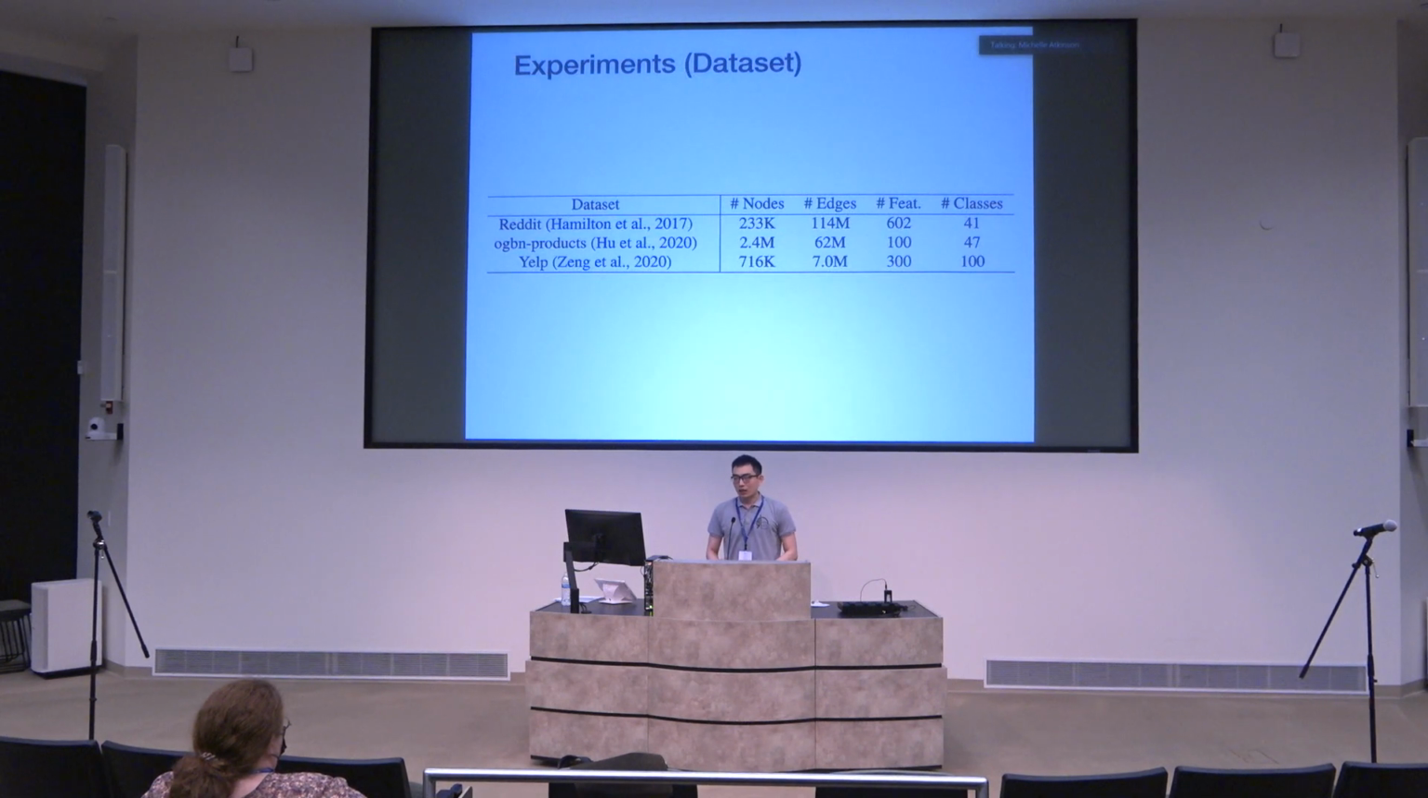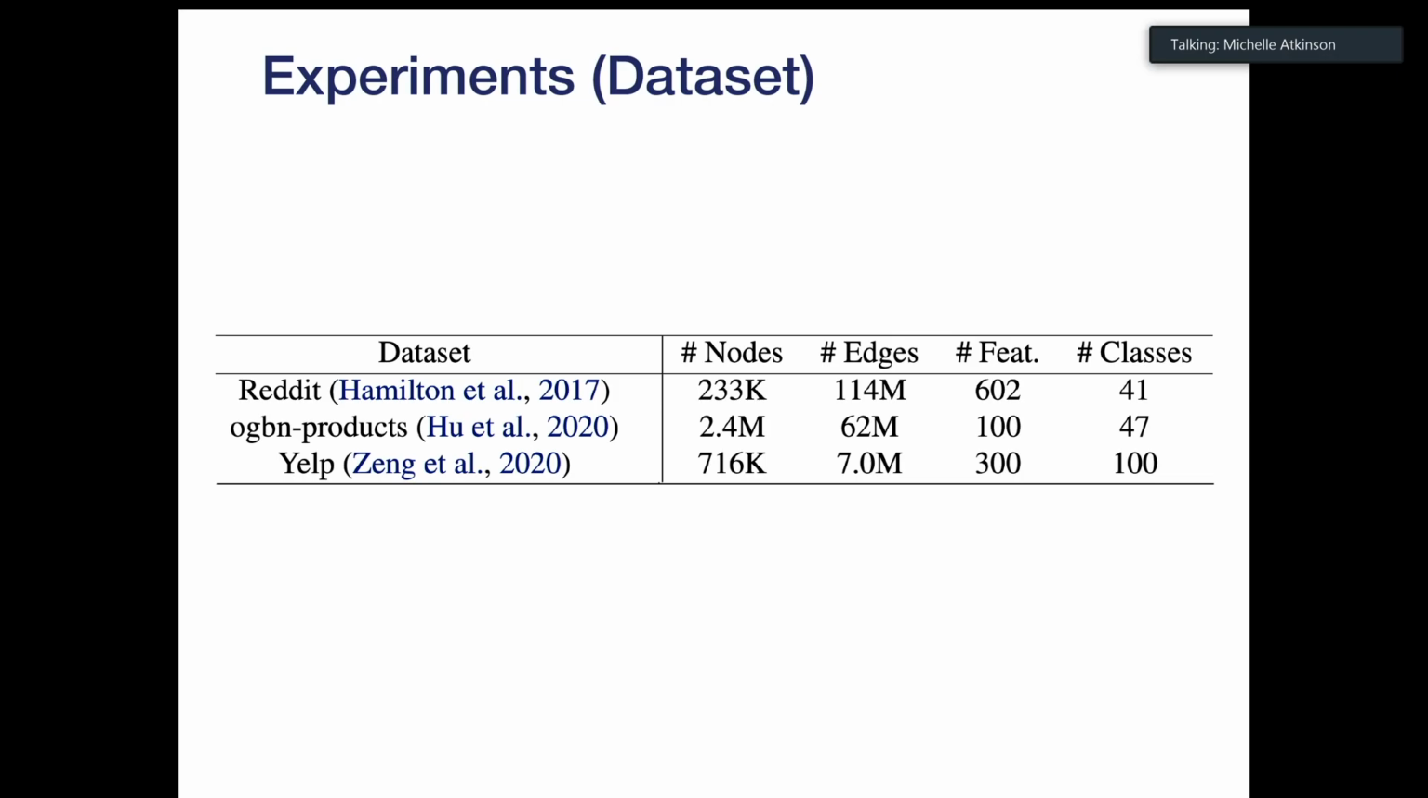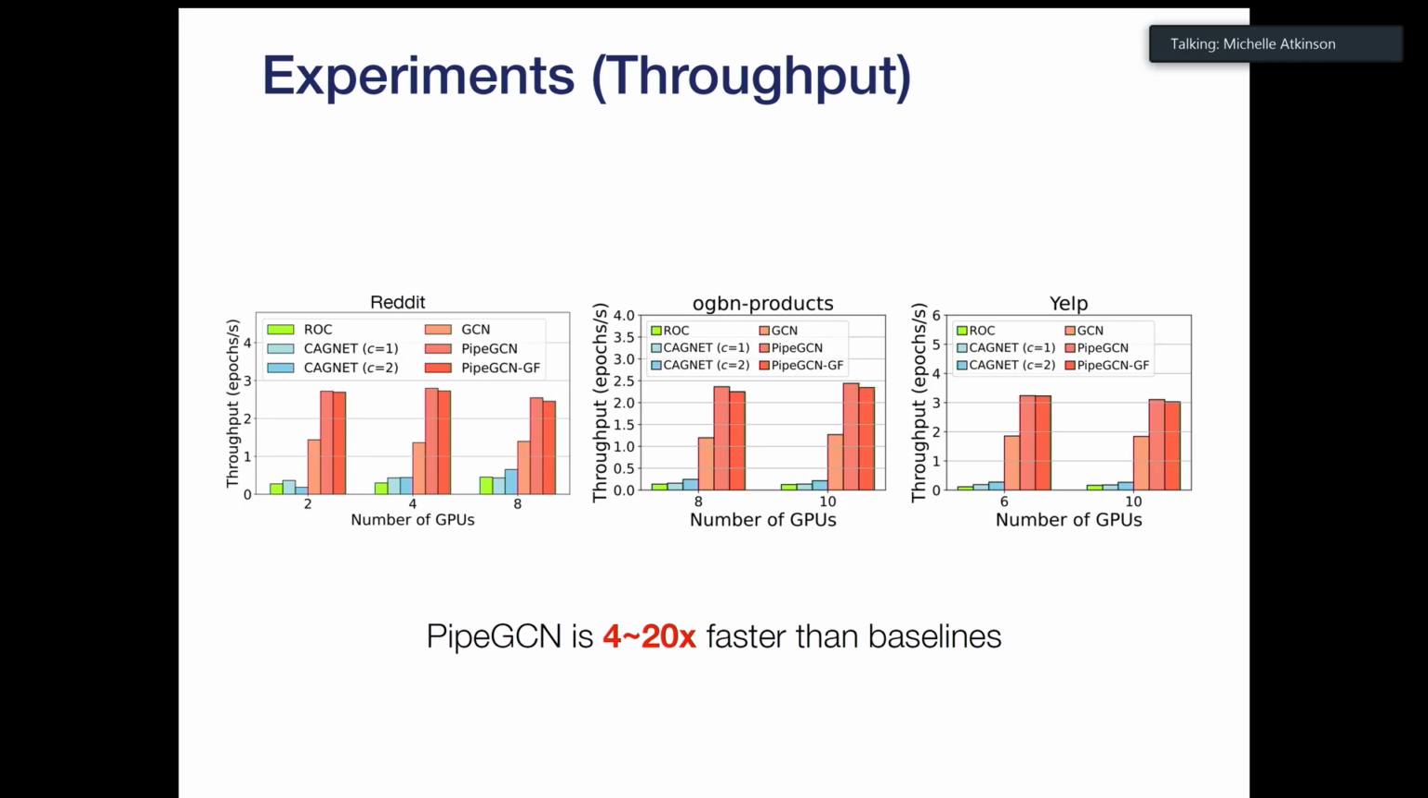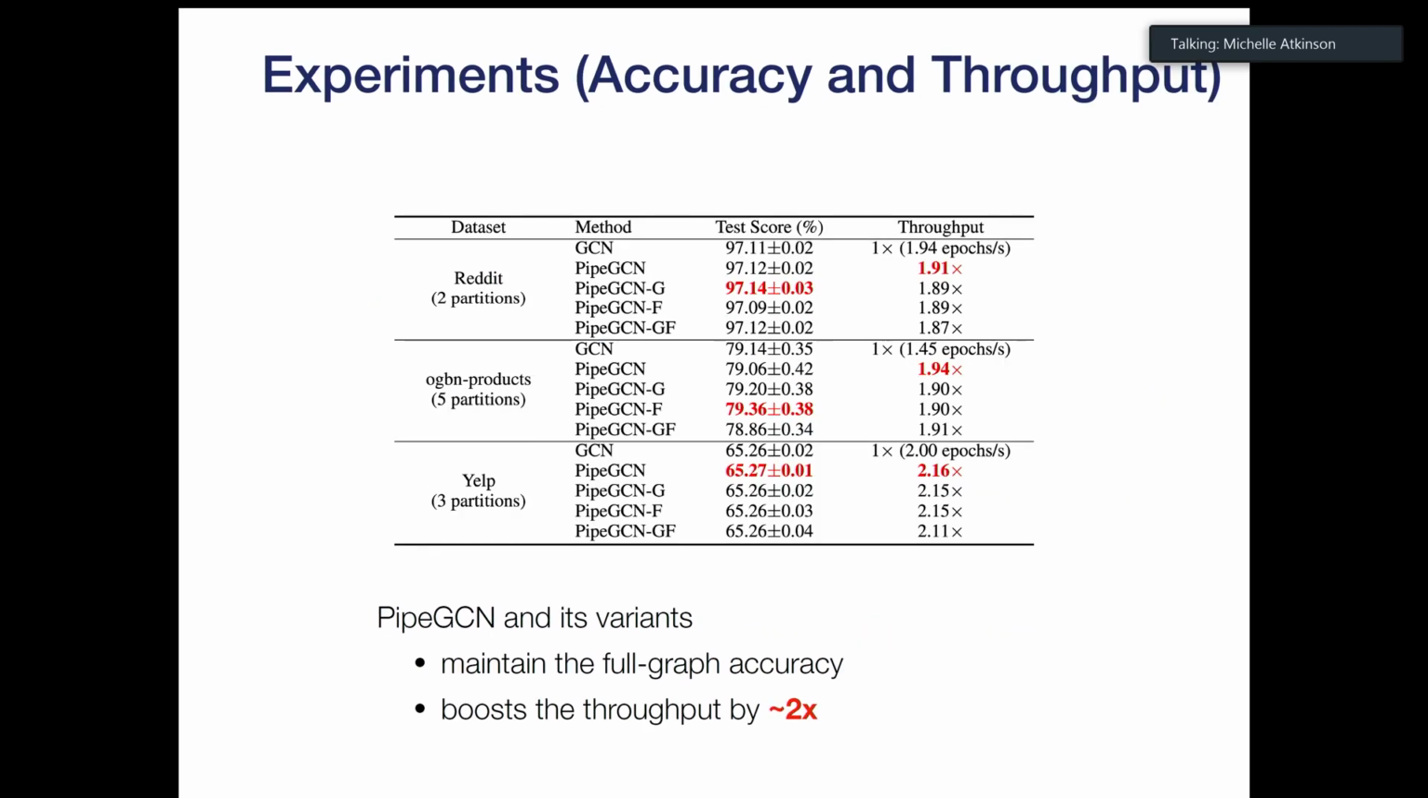Okay, and in our experiments, we evaluate PipeGCN on 3 large-scale datasets. They are Reddit, Products, and Yelp. We first compare the throughput of PipeGCN with existing full graph training platforms. And we observe that PipeGCN and its variants are 4 to 25 times faster than the existing baselines. Also we study the accuracy and the throughput of PipeGCN. And we observe that PipeGCN and its variants maintain the full graph accuracy, while boosting the throughput by around 2 times.